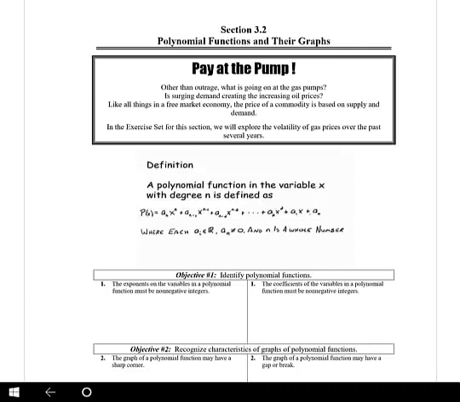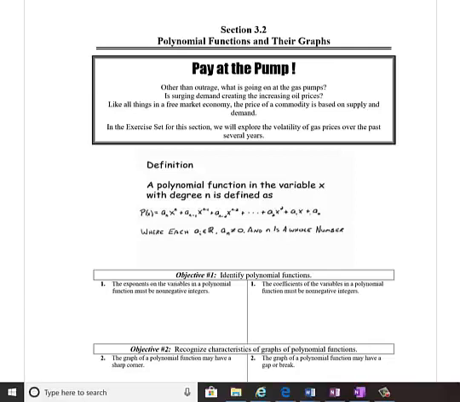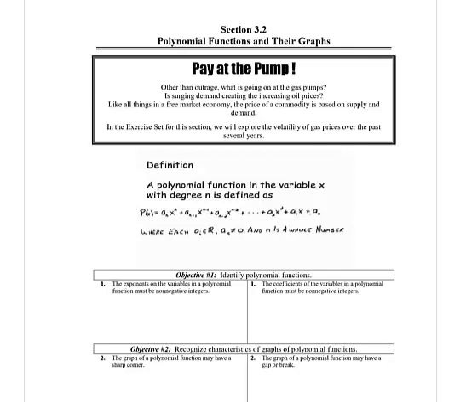So the intro says, pay at the pump. Other than outrage, that's kind of funny. What is going on at the gas pump? Is surging demand creating an increase in oil prices? Like all things in a free market economy, the price of a commodity is based on supply and demand. In the homework for this section, we will explore the volatility of gas prices over the past several years. So that'll be just one example of a polynomial that actually represents something in real life. You might see that in the homework, or it'll definitely be in the book, if you look in the exercises at the end of this section.